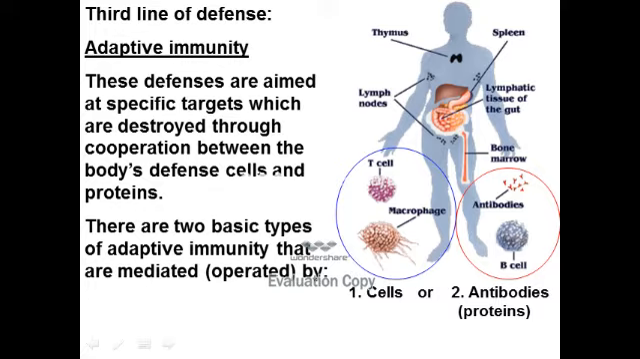These are powerful defenses aimed at specific targets, and they're destroyed through a cooperation among the body's defense cells and proteins. There's two basic ways that this adaptive immunity works. There's cell-mediated and there are antibody-mediated routes. I'll be talking about these.